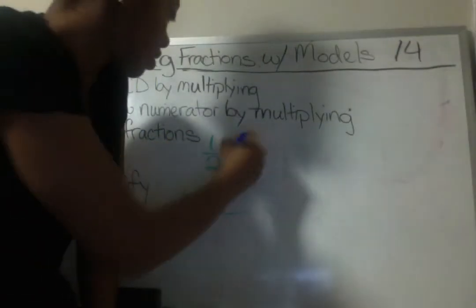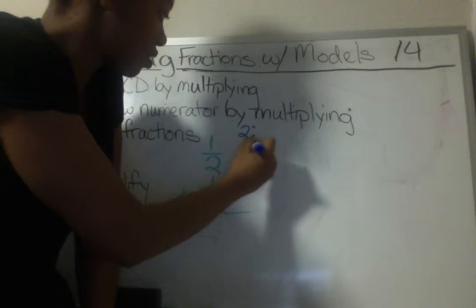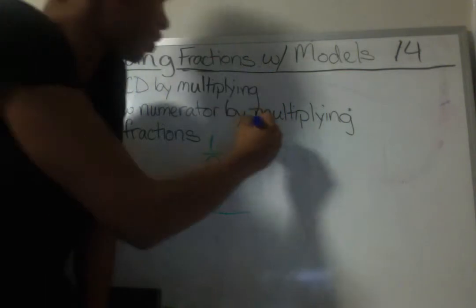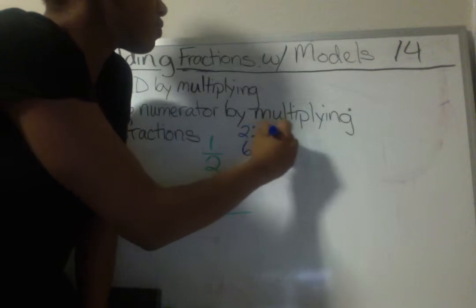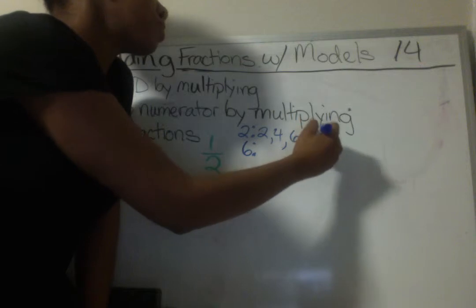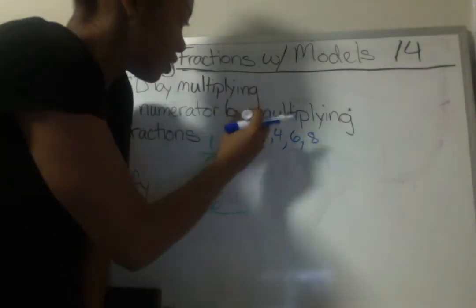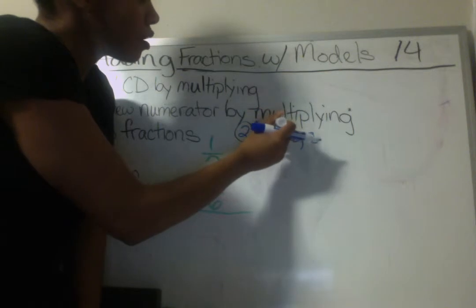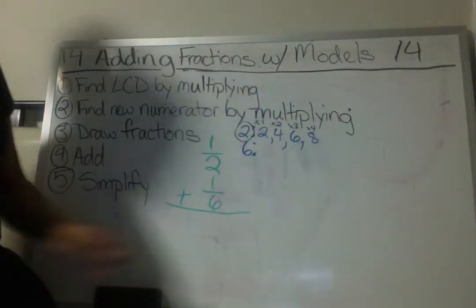So if I'm looking at my denominators, I have a 2, and then I have a 6. Starting with the 2: 2 times 1 is 2. 2 times 2 is 4, excuse me. 2 times 3 is 6. 2 times 4 is 8. And I'm going to stop there. So what you're doing is you're taking this number that's on the outside and you're multiplying by 1, by 2, by 3, by 4. And you can keep going.